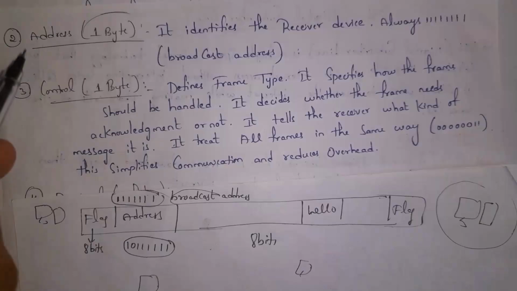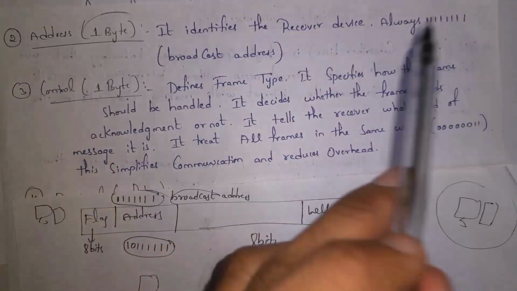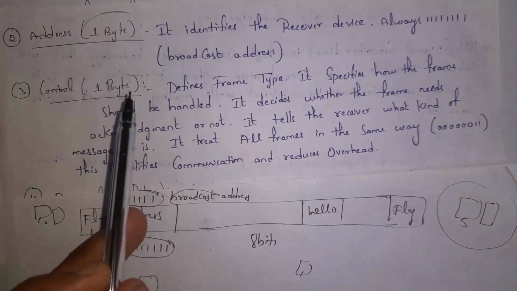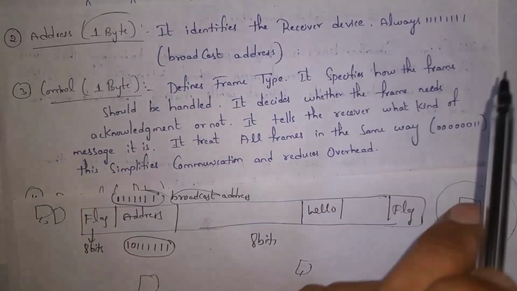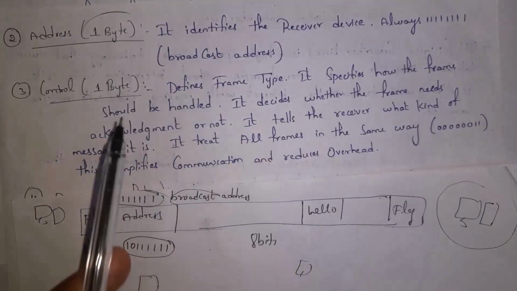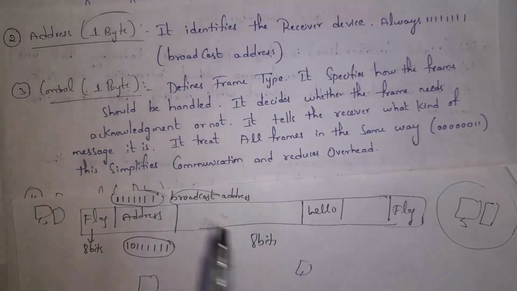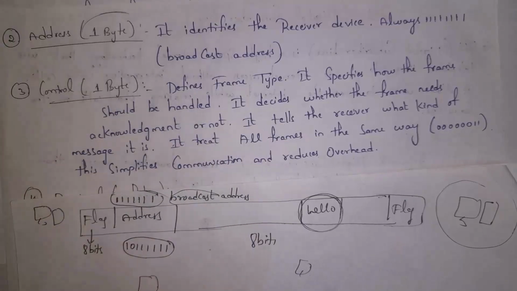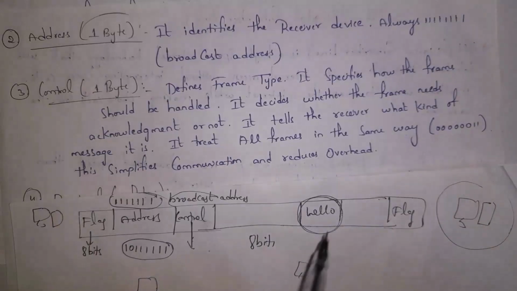This control field will define the frame type. It specifies how the frame should be handled. It decides whether the frame needs acknowledgement or not. It tells the receiver what kind of message it is. It treats all frames in the same way. Guys, whatever data we send by using point-to-point protocol, this control will treat all messages in the same way.